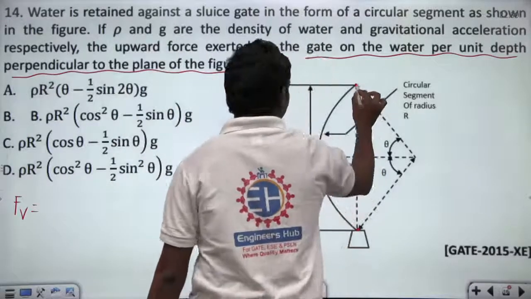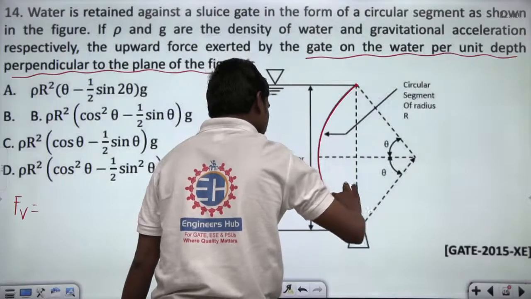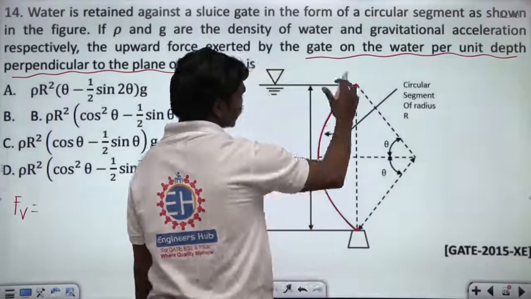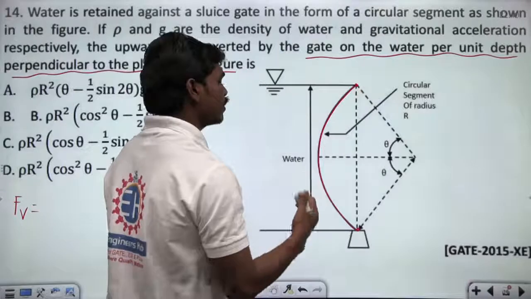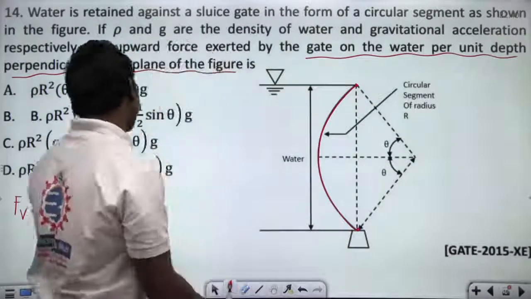Okay, so this is the gate which is shown by them. Correct? This gate is of width 1 meter into the plane of the paper. So if this is 1 meter width, and the fluid is still at this particular point, then what is the vertical force?